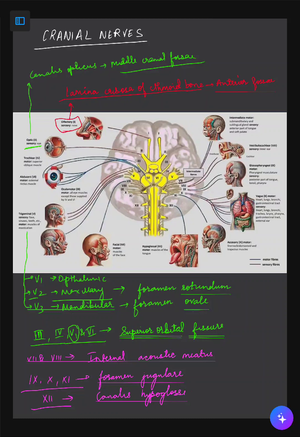Again I will repeat. First, olfactory, sensory, is in the anterior fossa, and opens into the lamina cribrosa of the ethmoid bone. Second is the optic nerve, sensory, which opens into the canalis opticus. Third, fourth, V1 and sixth are in the superior orbital fissure. Maxillary V2 is in the foramen rotundum. V3, the mandibular nerve, opens into the foramen ovale. In the posterior cranial fossa, 7th and 8th are in the internal acoustic meatus, 9th, 10th, 11th in the foramen jugulare, and 12th in the canalis hypoglossi.